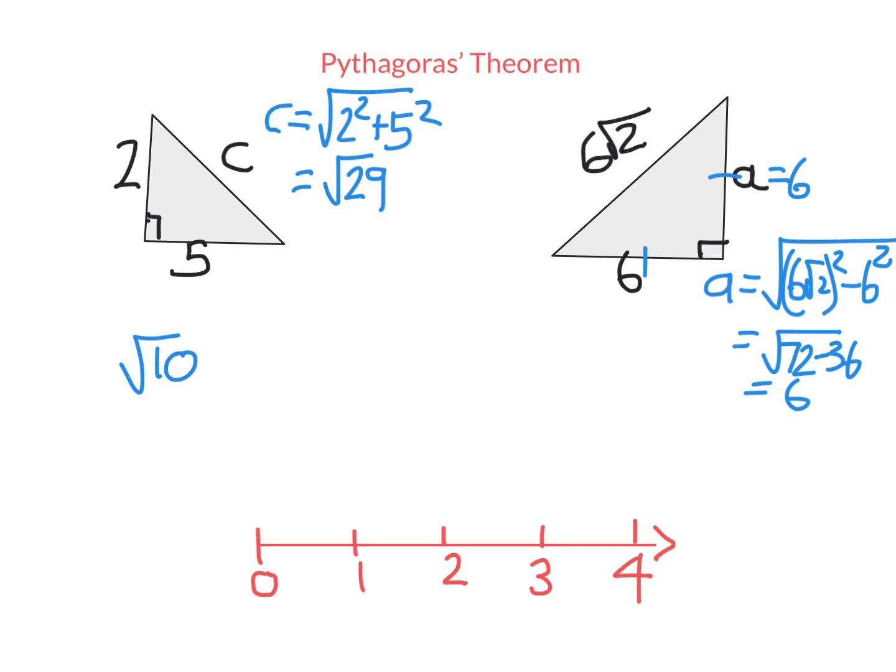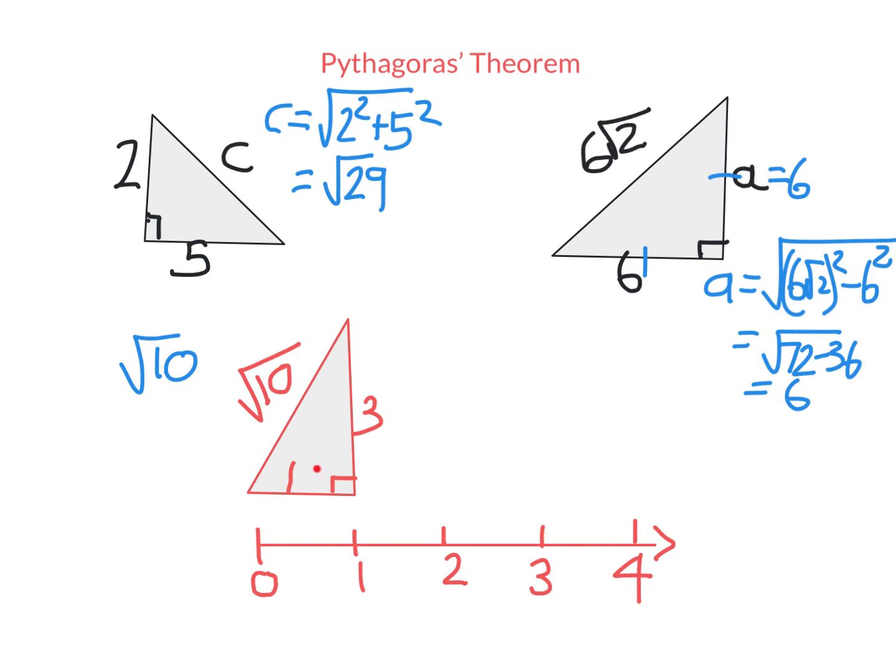See, if we draw a triangle like this, with this side 1 and this side 3, this side will be the square root of 3 squared plus 1 squared, which is the square root of 10. So, because 10 is the sum of two squares, 3 squared plus 1 squared, we can construct side length root 10. That means we can find root 10 on the number line here.